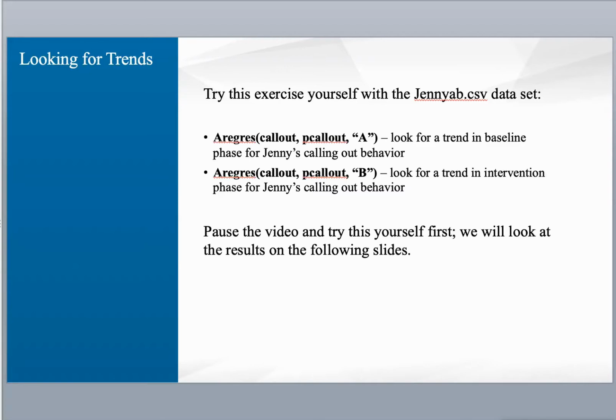So you can do an exercise yourself using the GenAB CSV dataset, and you could use the regress command, and you could do it with the calling out behavior. It's very simple. It's just regress call out comma p call out, and A if you're doing the baseline, and when you get to the intervention it would be B. Pause it for a couple of seconds and try running that.